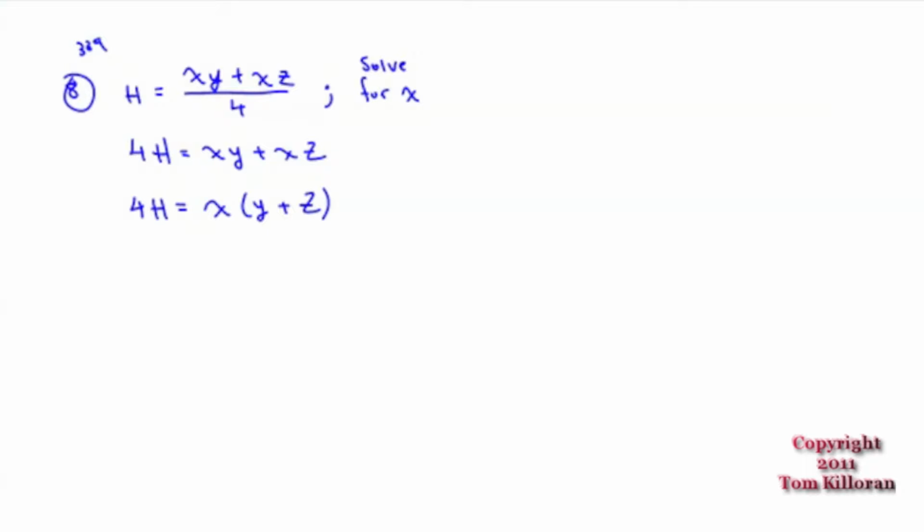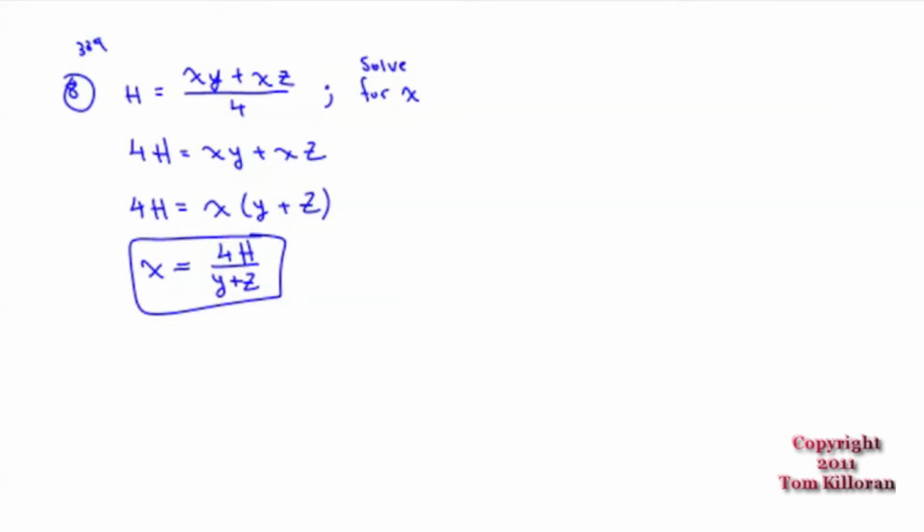Divide by y plus z. You get x is equal to, I like putting the variable we're solving for on the left-hand side. It's called the reflexive property. You just take an equation and flip it around. And then on the other side, you're going to have 4h divided by y plus z. And there you go. There's your answer.